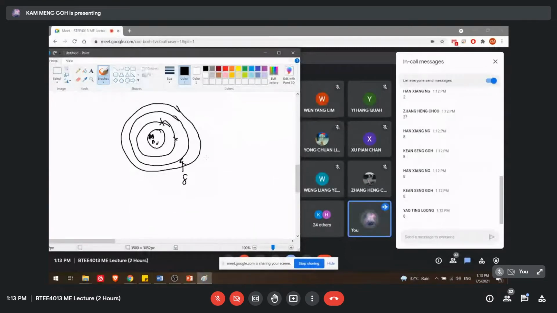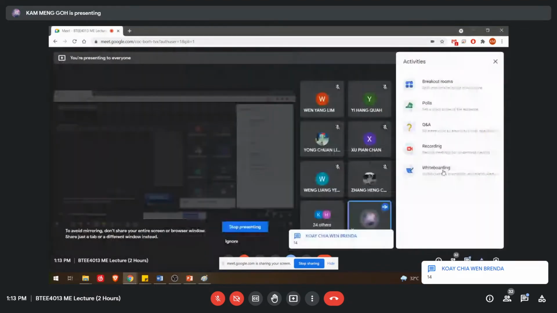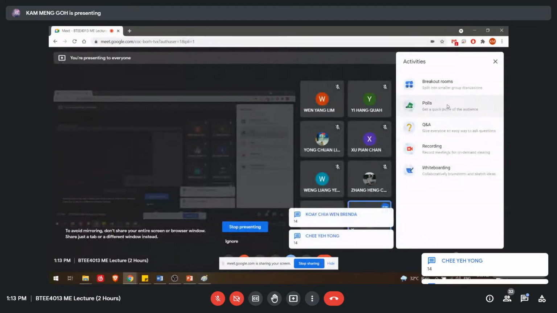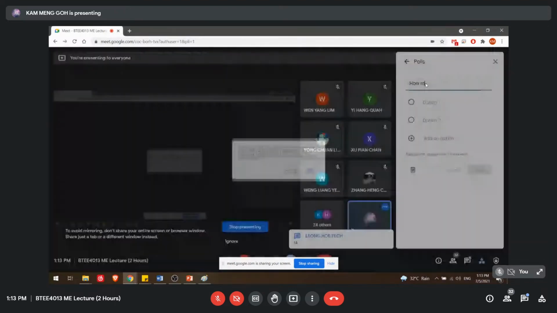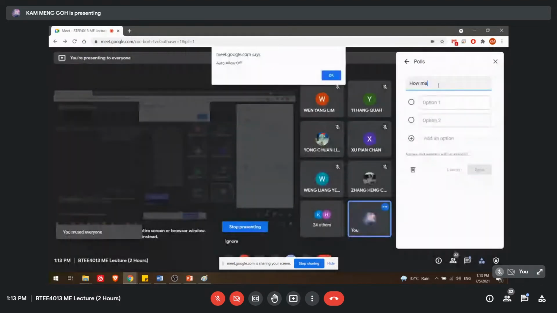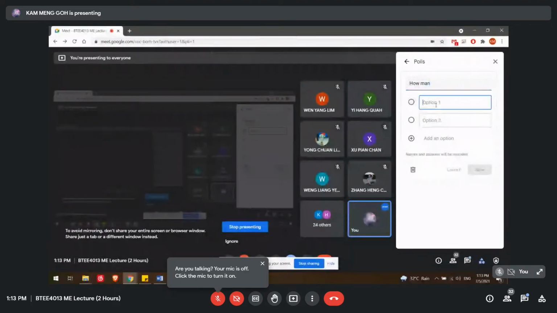So silicon, how many electrons does it have? Anyone? Not 7. Any other answer? Okay, maybe I create a poll to see how many of you think it's 14 or 7. Seven, 14, 28.